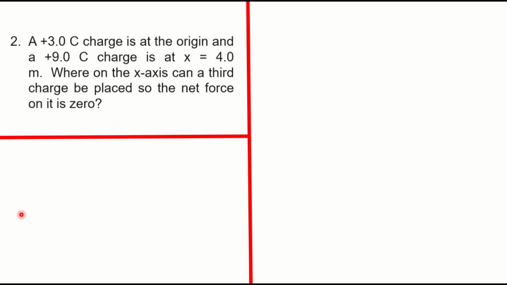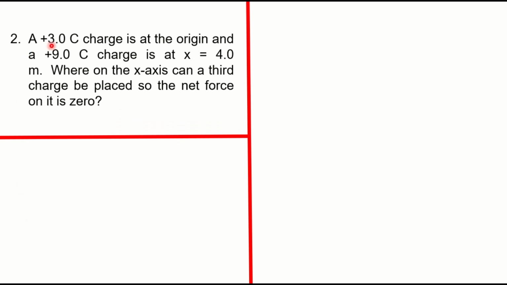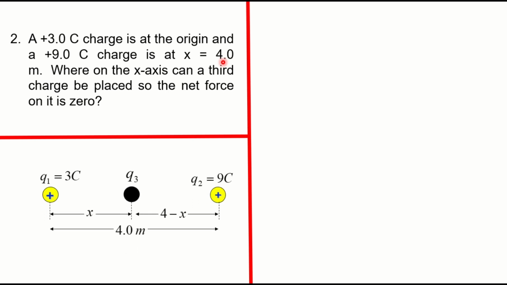Next, let's see question number 2. Question number 2 says that a 3.0 coulomb charge is at the origin and a 9.0 coulomb charge is at x equals 4 meter. Okay, so it will look something like this. The 3 coulomb charge is at the origin and the 9.0 coulomb charge is at x equals 4 meter. So we have Q1 here and Q2 here.